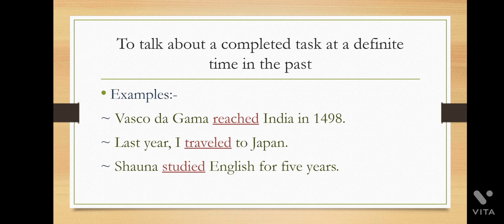So, Vasco da Gama reached India in 1498. Last year I traveled to Japan. Shauna studied English for 5 years. Here the period of time, that is last year, for 5 years, in 1498, is showing that the action, whatever thing has happened, has happened in the past.